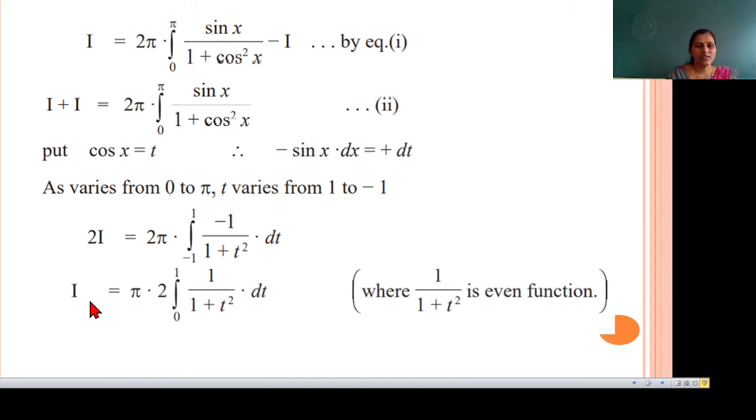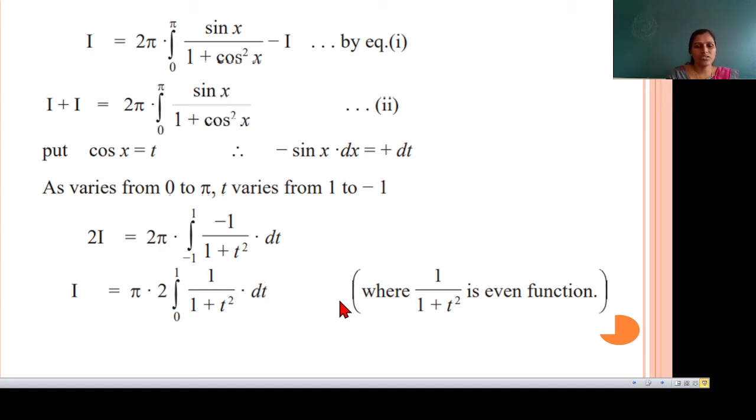So I is equal to, this 2 gets cancelled. So pi into this function, since this function is an even function, its value now changes to 2 times. So our integration becomes pi as it is, and 2 times integral 0 to 1 divided by 1 plus t square into dt.